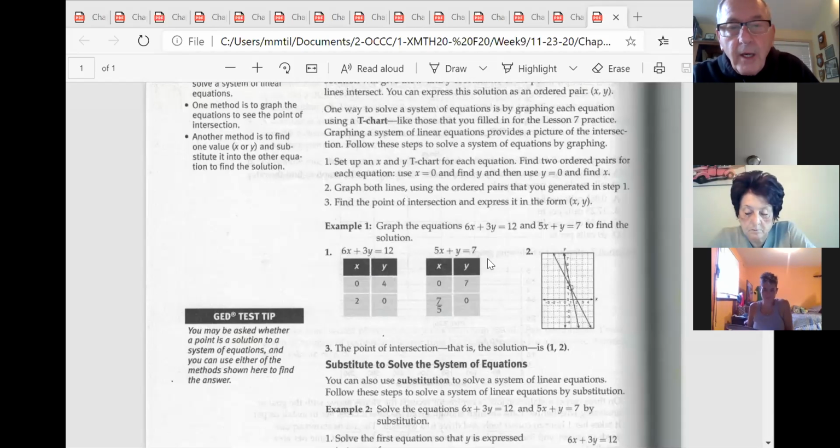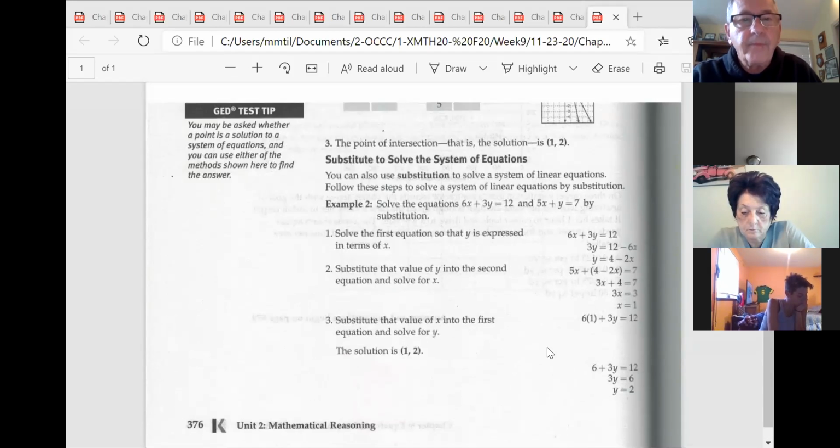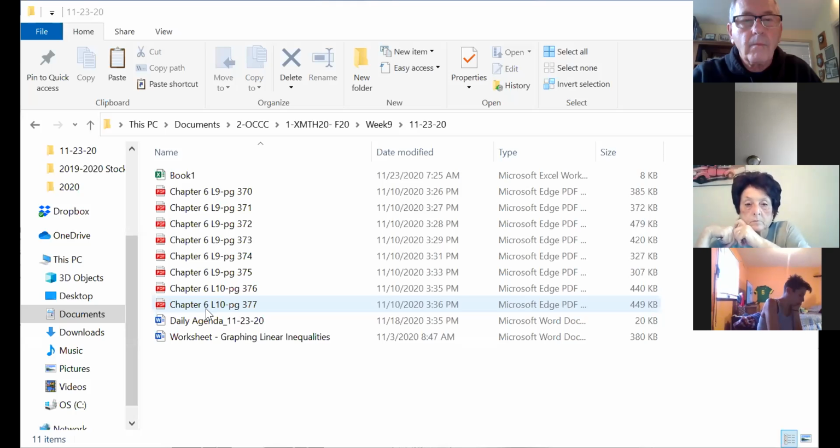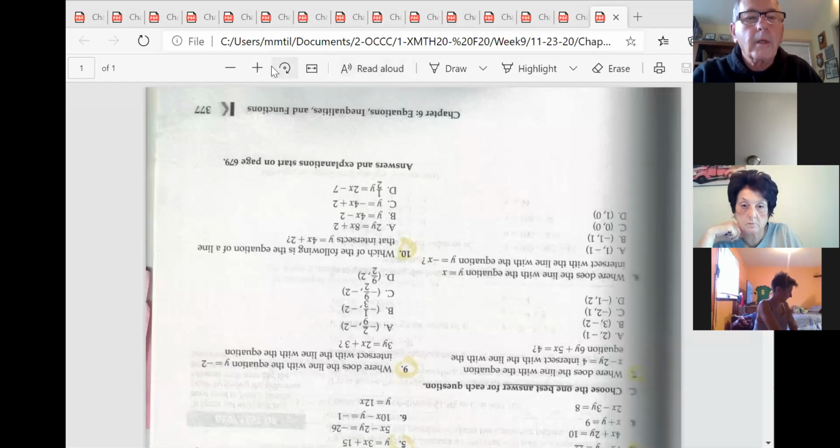But that's what we're doing here, okay? We're drawing the line, and then we're seeing where it crosses. Where it crosses is the solution, right? That's what we're doing. So I'm going to go to the very last page here. Assume this is right, I hope.